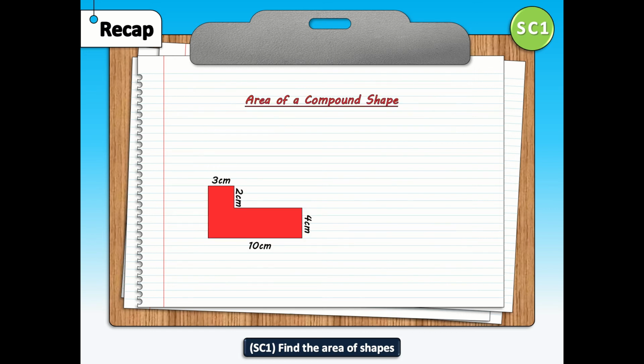We can also find the area of a compound shape by splitting it up into 2 shapes or 3 shapes or however many shapes that we're able to find the area of. So if I split this shape up into 2 rectangles, fill in any missing sides, so that side there is 6 centimeters, and this side here is 7 centimeters.